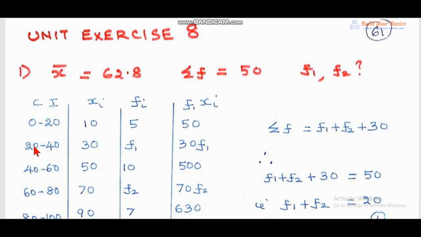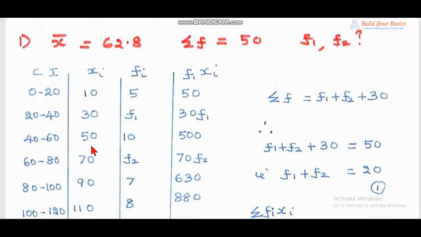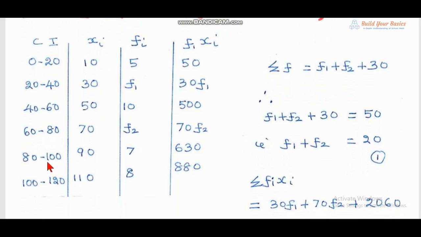20 to 40, 20 plus 40 divided by 2, 30. 40 to 60, 40 plus 60 divided by 2, 50. 60 to 80, 60 plus 80 divided by 2, 70. 80 to 100, 80 plus 100 divided by 2, 90. 100 to 120, 100 plus 120 divided by 2, 110. The xi values increase by 20. Now fi: 5, f1, 10, f2, 7, 8.